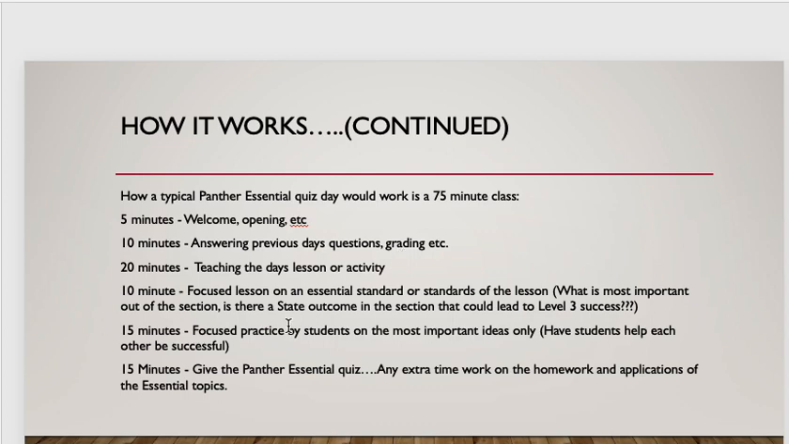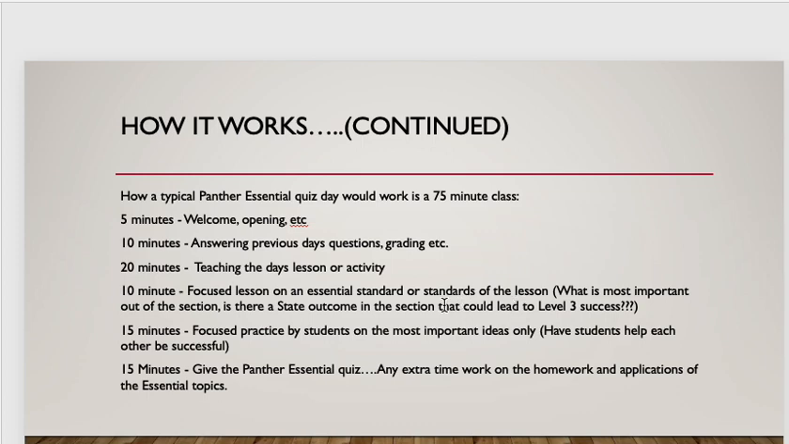Then once the actual teaching time starts, you'd have 20 minutes to teach the lesson or the activity. In this section, this is where you do the majority of your teaching. On the next screen, I'll explain how I would do that with an actual pre-algebra problem. This would be your basically lecture time, presenting different topics, different types of situations, application problems, just your normal teaching. But once you got done with that, we would have a 10-minute focused lesson on the essential standards of the actual lesson that you are teaching.